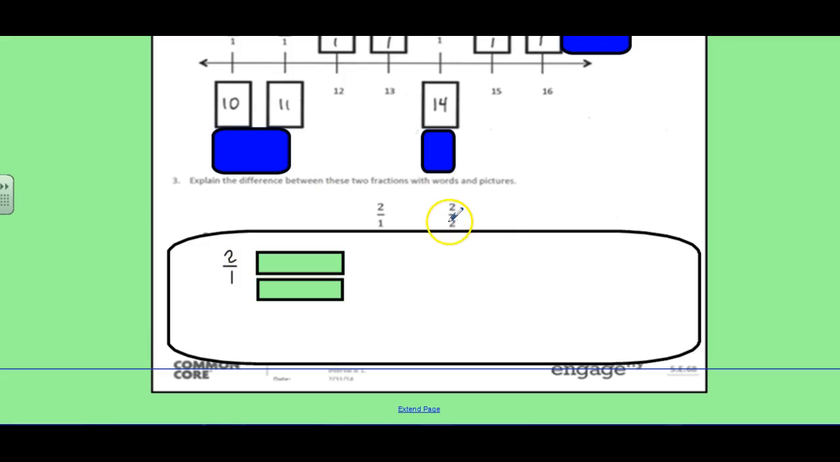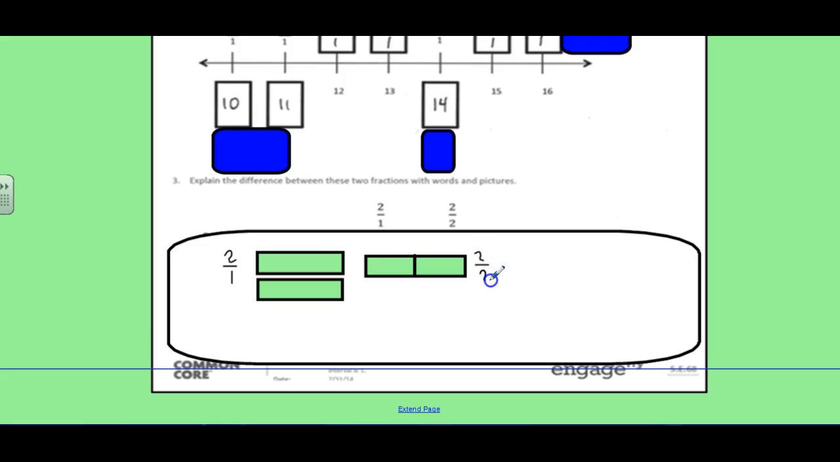And then we need to show a model for 2 halves. So that denominator tells me that whatever whole I'm drawing is going to have 2 parts. So now I'm going to break this rectangle into 2 equal parts. And the numerator tells me that there are 2 parts that are shaded. So since this rectangle already has 2 parts, all I have to do is shade both of those parts. And now this rectangle is 2 halves.